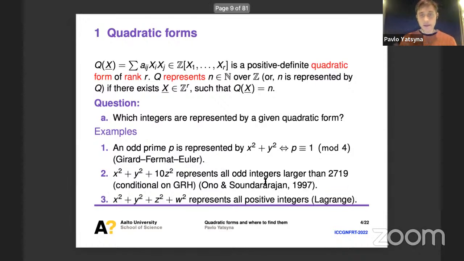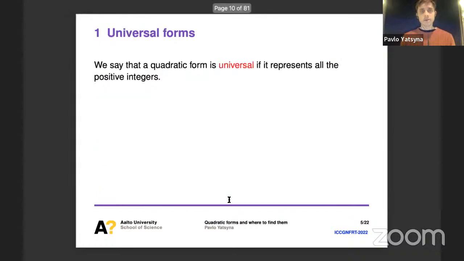And perhaps a more known result is that any natural number can be represented as a sum of four squares. And so this kind of form, which represents all natural numbers, and given that our quadratic form is positive definite, so this form represents all eligible numbers, or at least all the numbers we expected it to represent. This kind of form we call universal. So we say the quadratic form is universal if it represents all positive integers.